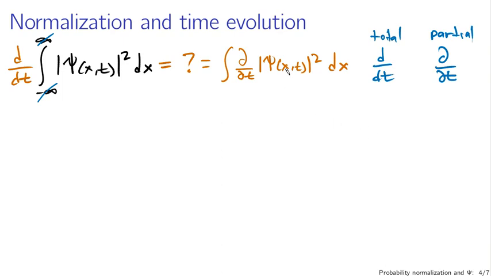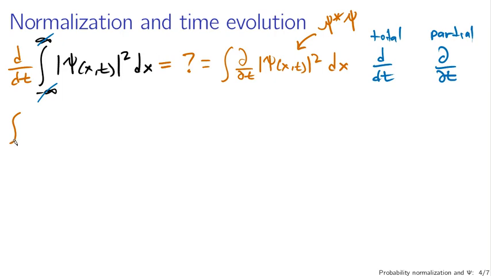So the next thing that we're going to do, after pushing this derivative inside and converting it to a partial derivative, is rewrite this squared absolute magnitude of psi as psi star times psi. Now, the squared absolute magnitude of a complex number is equal to the complex number times its complex conjugate. It's just simple complex analysis rules there.